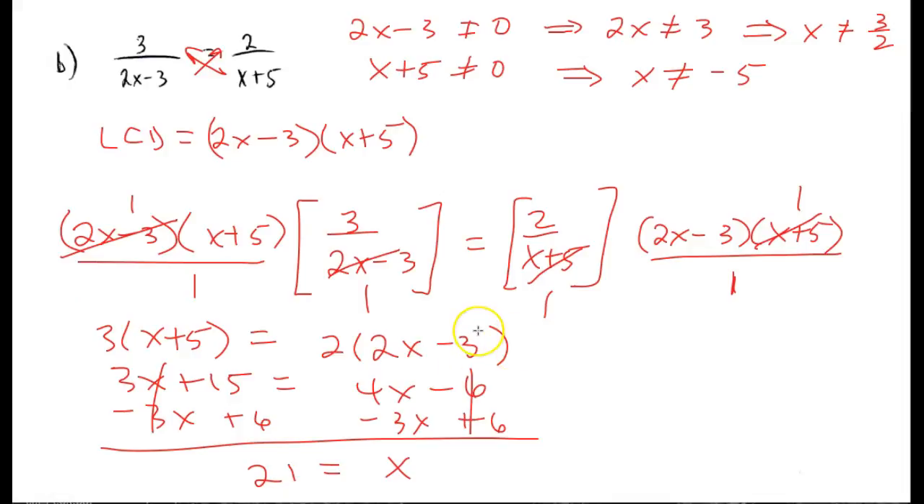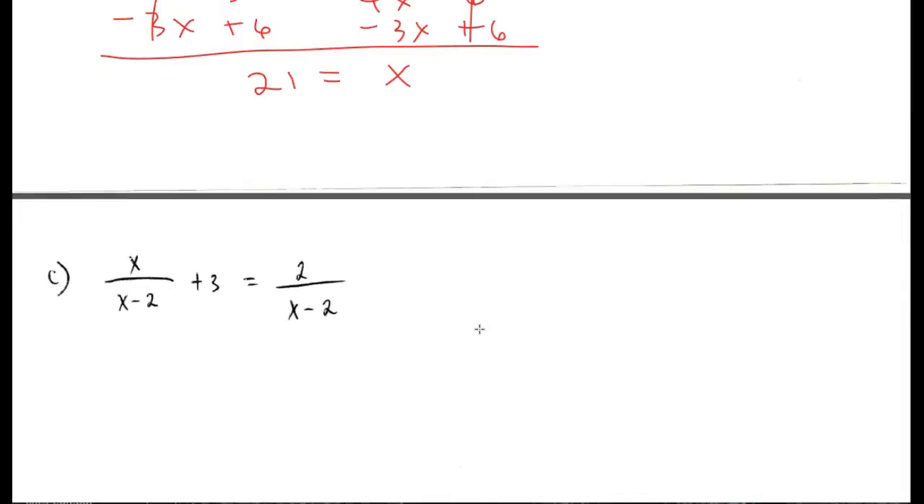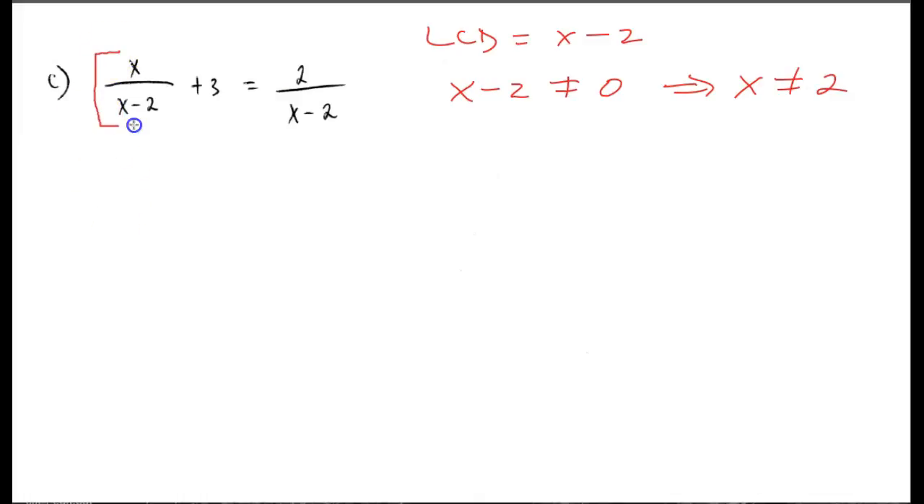All right, let's move on to the next example. For this type of example, again, there's a couple different ways we could do it. I'm just going to start off by identifying that the LCD here is just going to be x minus 2, and that we know that x minus 2 is not allowed to equal 0, which means x can't equal 2. So we start here, we multiply both sides of our equation by x minus 2.